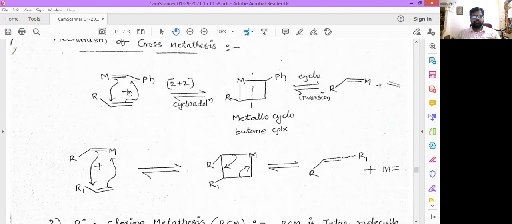You can see easily the 2 plus 2 cycloaddition. After addition, it will break again. It's a metallocyclobutane complex. It will be generated and it will break, and again you will get a product. Okay.